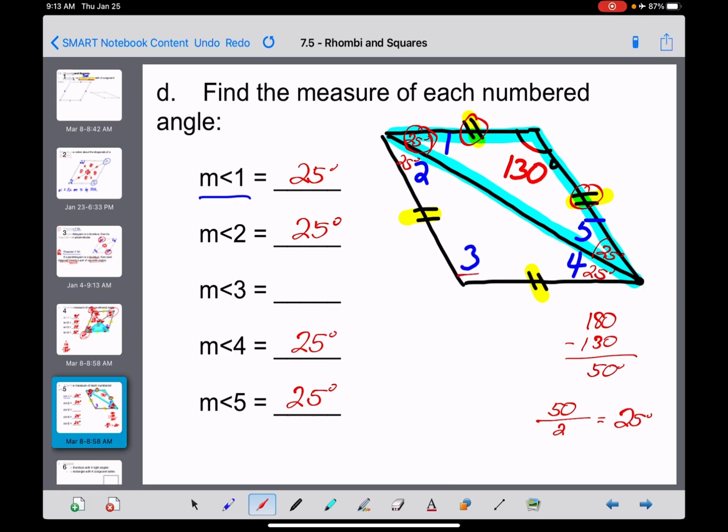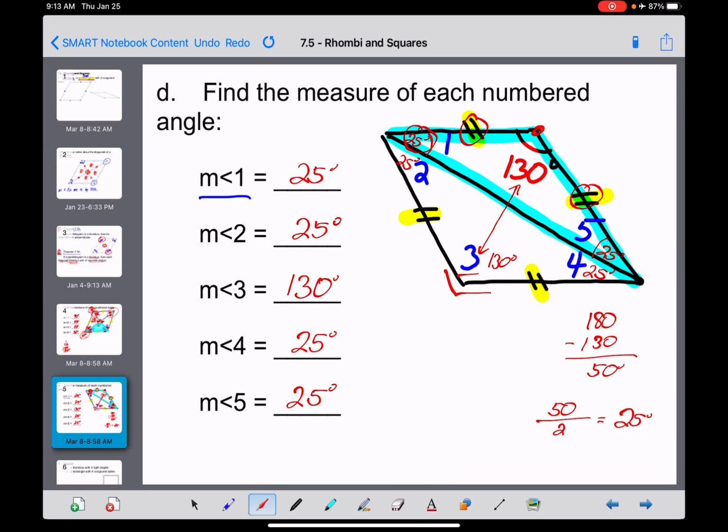Couple of different ways to do it, but I think the easiest one is to remember that a rhombus is also a parallelogram, and in any parallelogram, your opposite angles always have to be congruent to each other. So if this angle up here is 130 degrees, this angle in the bottom left corner would need to be 130 degrees as well for the measure of angle 3.